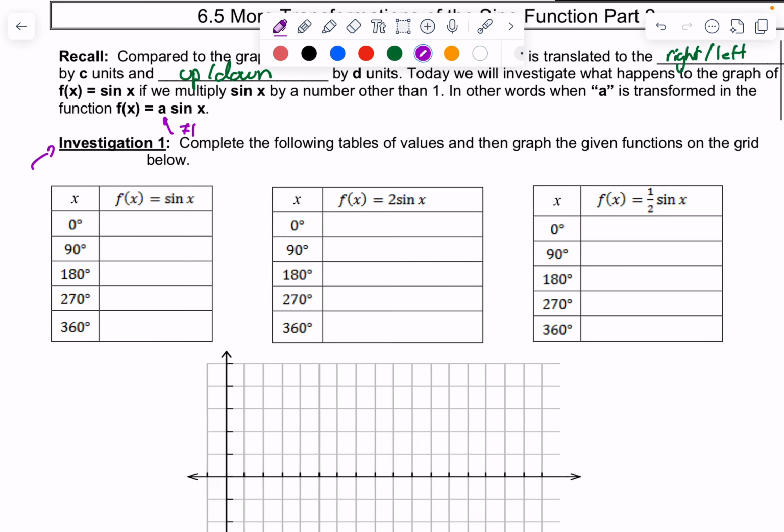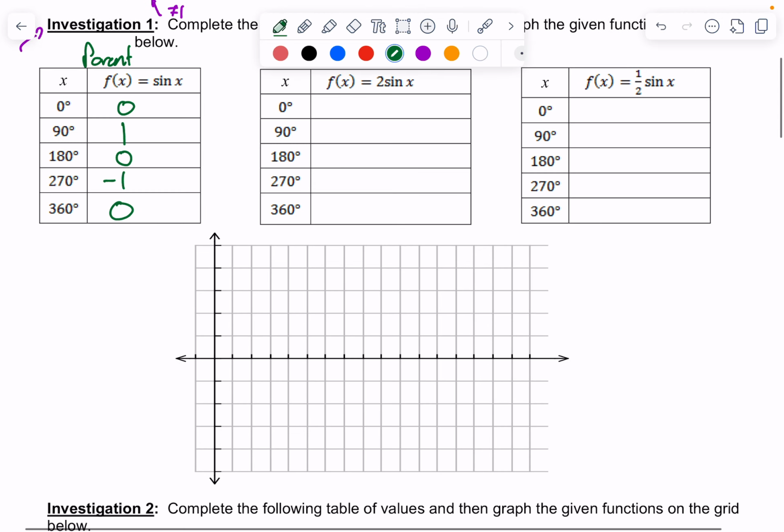So just like we started in the last lesson, let's start by graphing our parent. Remember, this is the parent, and get used to just memorizing these values, okay? So 0 degrees, your sine function is 0. 90, it's 1. 180, it's 0. 270, it's negative 1. 360, it is 0. So plotting that, and I guess let's label our axes. So 1, 2, 3, 4, and 5. Negative 1, negative 2, negative 3, negative 4, negative 5.